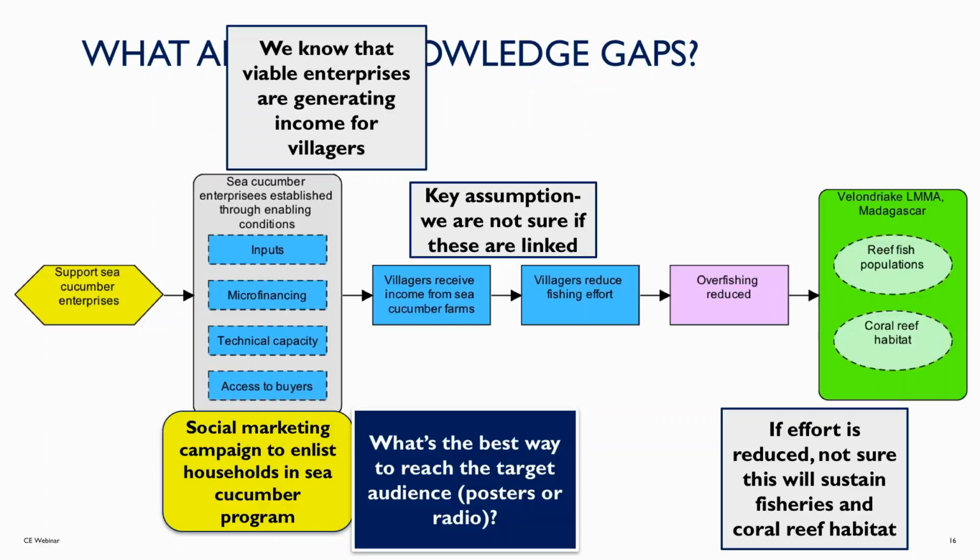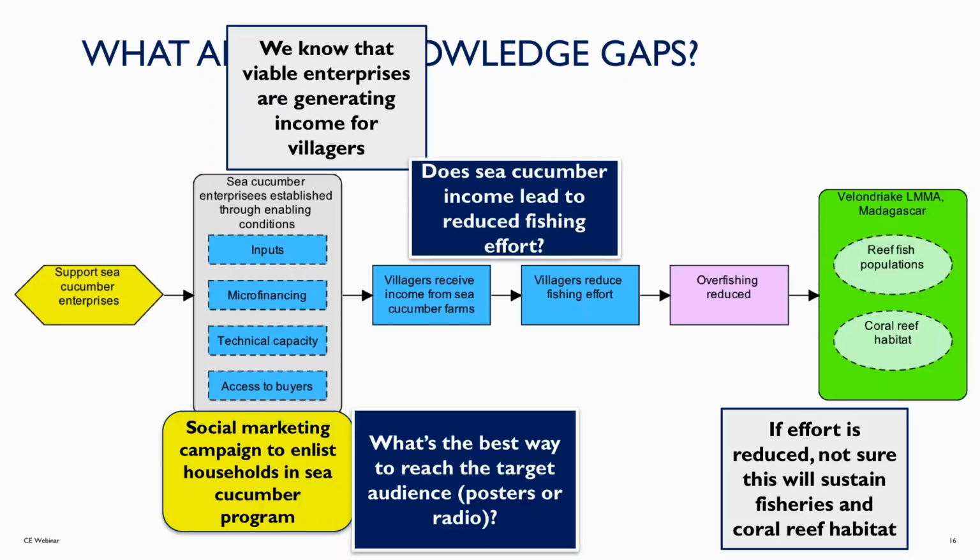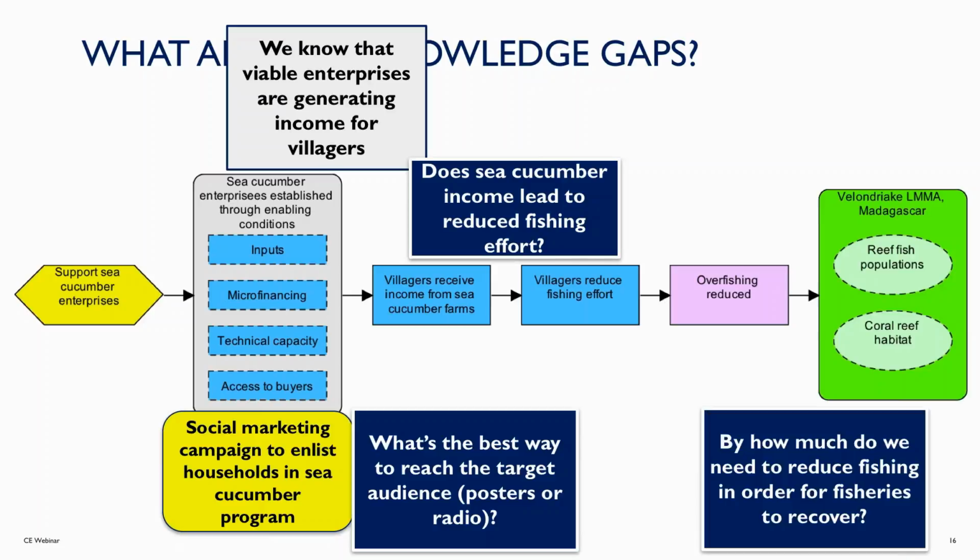So that first one doesn't need one because we already know that, but this second question, not sure of the effective way to reach audiences, we can draft a question like, what's the best way to reach the target audiences? And maybe we're thinking we could use posters or we could use radio. And then our first draft on our key assumption, we're not sure if these two results are linked. We might think, okay, does sea cucumber income lead to reduced fishing effort? And then our last one, if effort is reduced, will it sustain the reef fish populations and the coral reef habitat? We can be thinking about, okay, by how much do we need to reduce fishing in order for fisheries to recover?